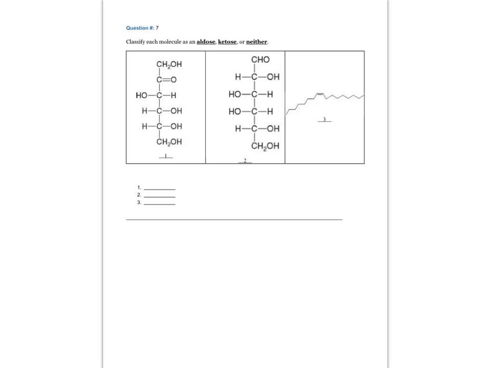Question 7. Classify each molecule as an aldose, ketose, or neither. Molecule number 1, or the leftmost one, that is a ketone functional group, so a carbonyl between 2 carbons, and then it's a carbohydrate, polyhydroxyl, polyalcohol. Number 1 is a ketose. 2, CHO, that is the condensed formula for an aldehyde. So it is an aldose.